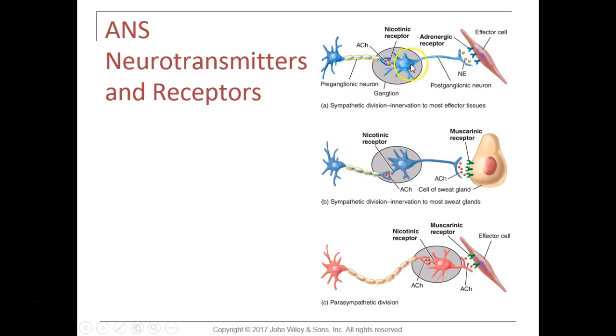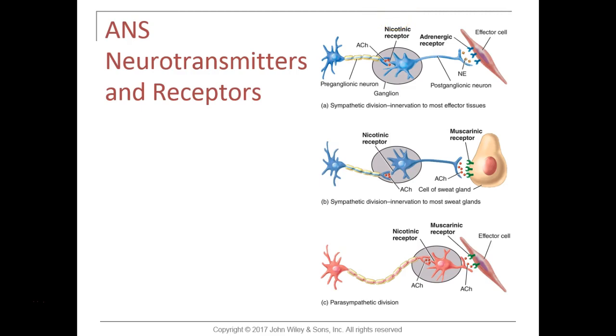Now, the postganglionic neurons in both systems, sympathetic and parasympathetic, always have receptors that can bind acetylcholine. And as it turns out, the receptors that are on the dendrites and cell bodies of parasympathetic and sympathetic postganglionic neurons, those receptors are referred to as nicotinic receptors. Nicotinic receptors are always excitatory. Those nicotinic receptors are also the ones that are located on the motor end plate of skeletal muscle that you learned about in Chapter 10.